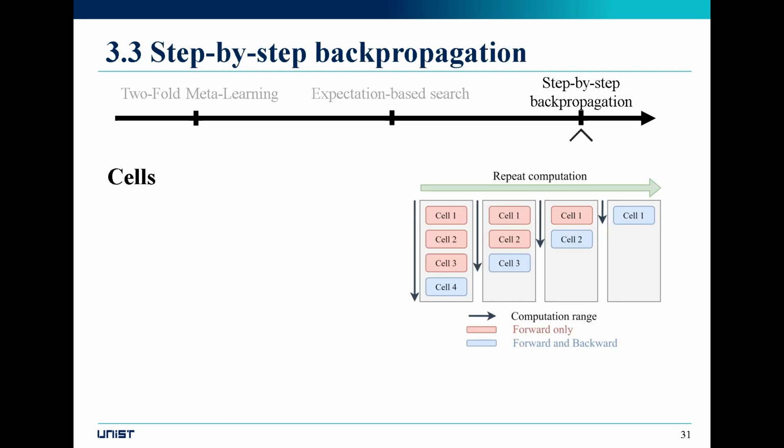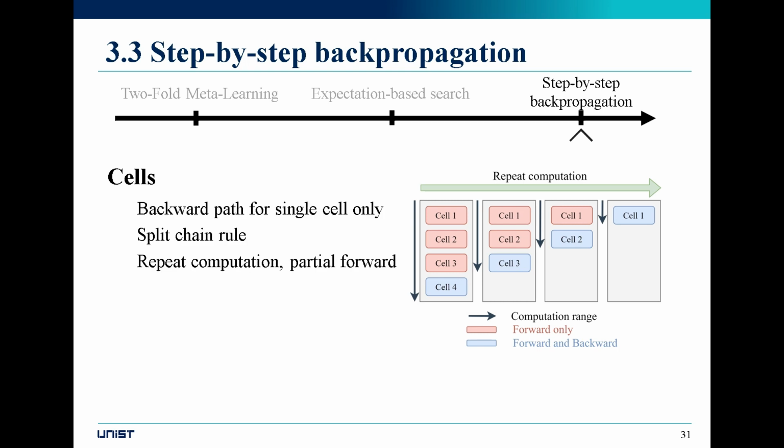Lastly, we'll work on cells. In the scale of cells, we'll only take the backward path for a single cell, which will reduce memory even more. As we indicated in our figure, the last blue cell of each repetition will have backward graphs, while all the other cells in red will only have forward computational graphs. Basically, we split chain rules to compute them separately for memory reduction, and this is what we proposed as step-by-step backpropagation.